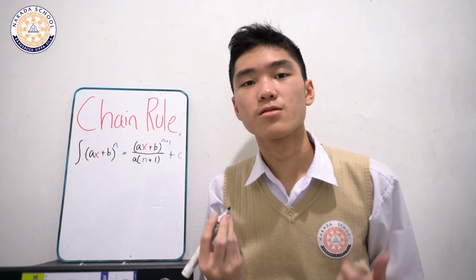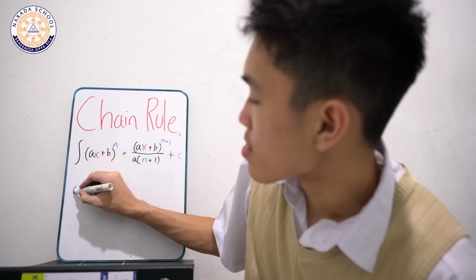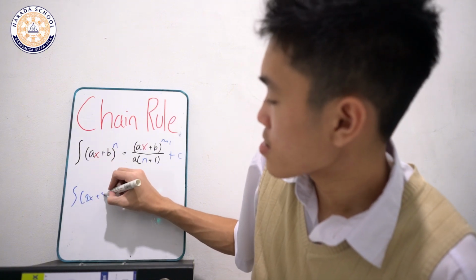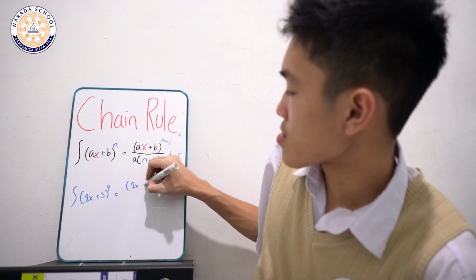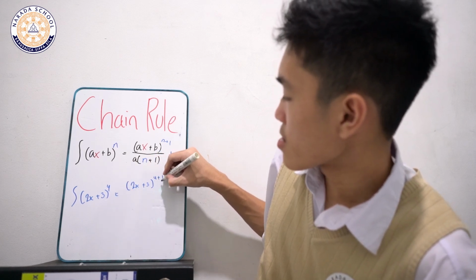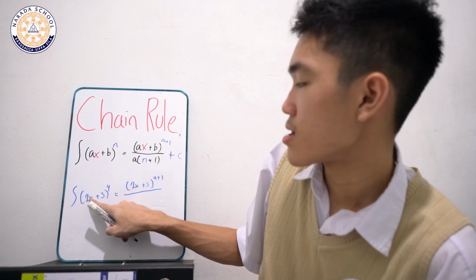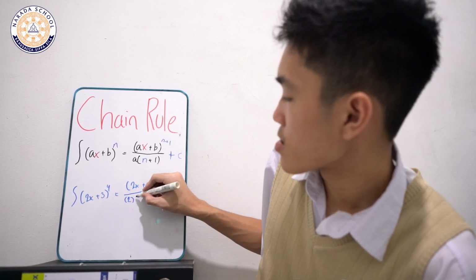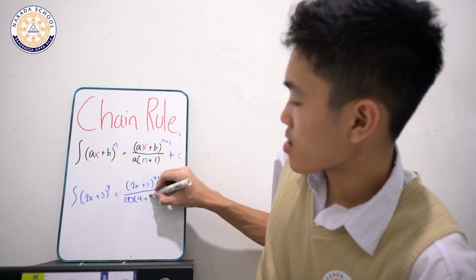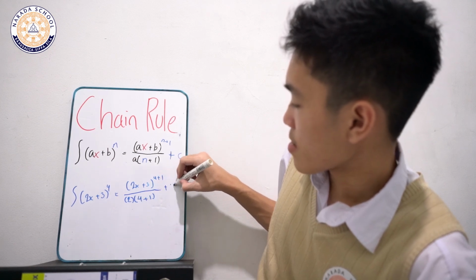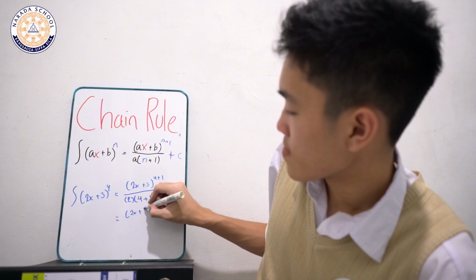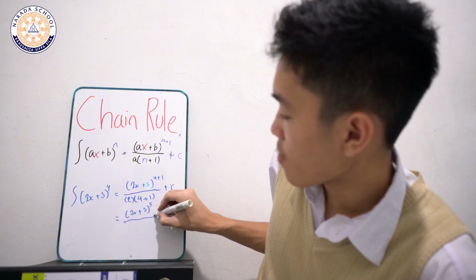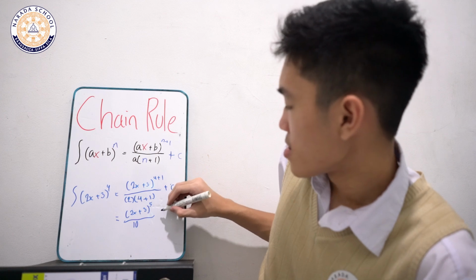Okay, so let's look at another quick example. So if we have the integral of (2x plus 3) to the power of 4, then that will be equal to (2x plus 3) to the power of 4 plus 1 over, we have 2x here, so it's going to be 2 times (4 plus 1), and don't forget plus c. And that will be (2x plus 3) to the power of 5 over 10 plus c.